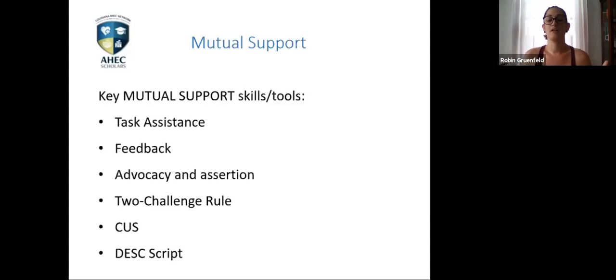With respect to task assistance, it should be actively offered and given whenever there is concern for patient safety or concern related to workload. So how could task assistance reduce error?